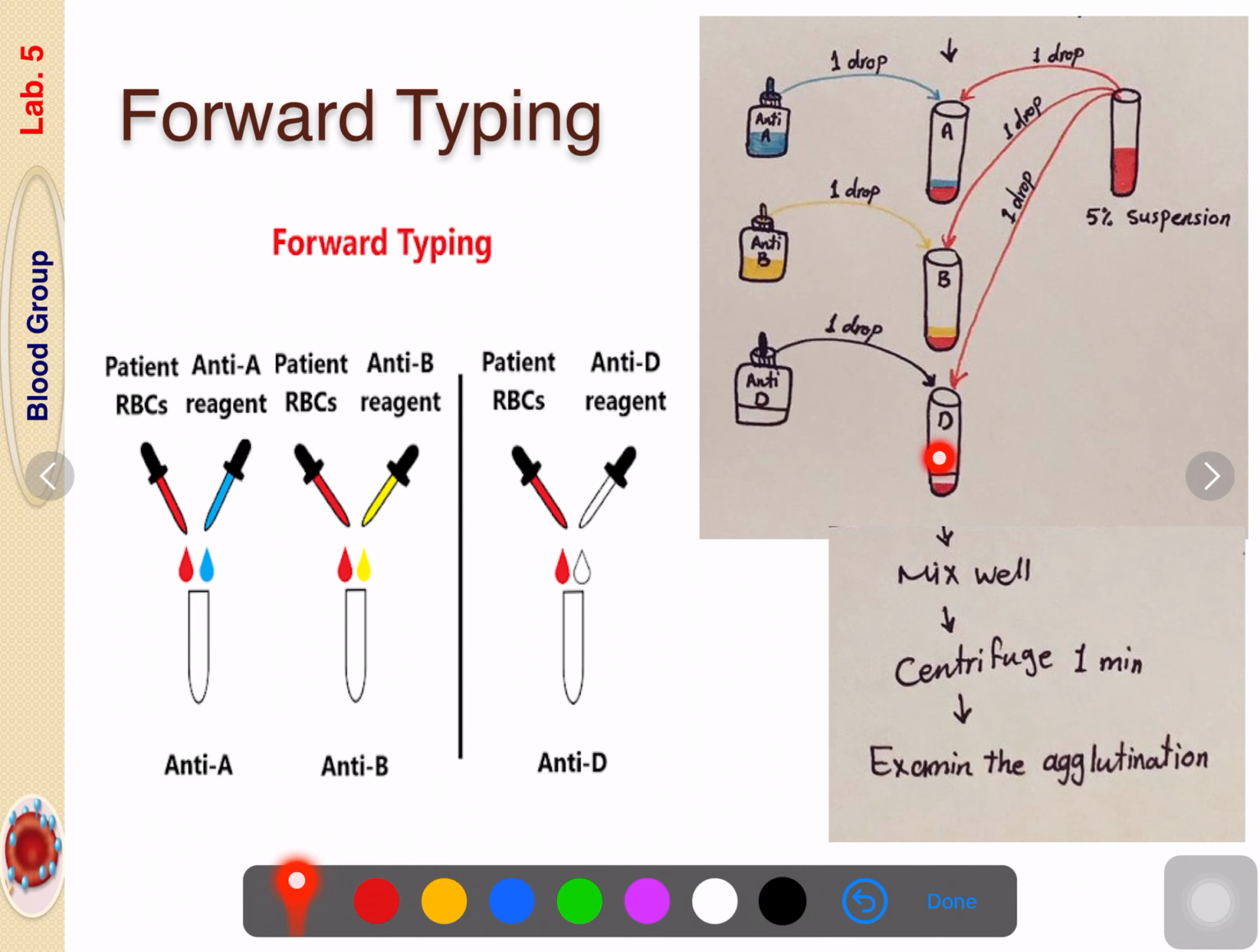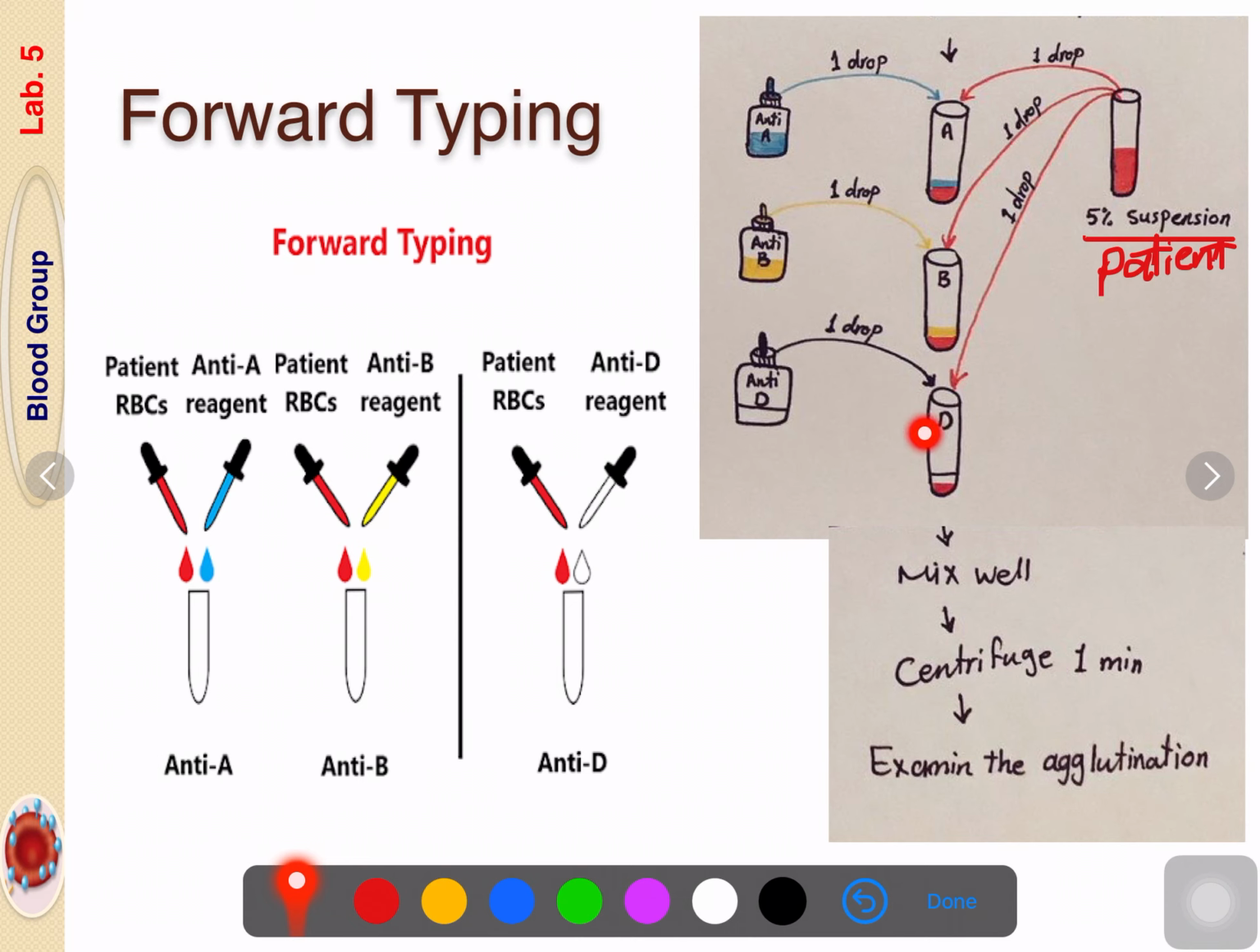What about the sample of the patient? We have to dilute your sample. You have to prepare a 5% red blood cell suspension. So you are not going to use the red blood cell directly from the patient. In the test tube, you have to prepare the red blood cell suspension. This one is from the patient after doing washing and red blood cell suspension preparation. So you have to transfer 1 drop to each, just like the blood from the sample of the patient.